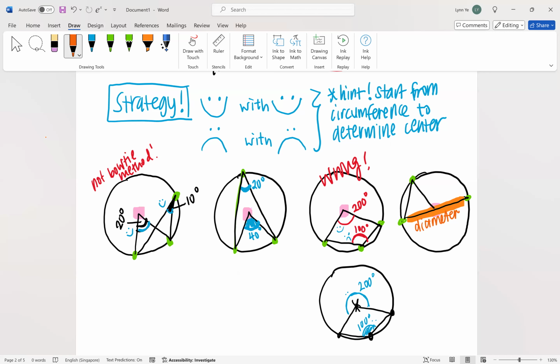Huh? Right angle in what? Cannot just be right angle. Right angle in semicircle. Can I use it for this case? So can I say that this is 90 degrees? Cannot. No, cannot. Why? Because it must be a right angle what? Triangle. Is there any triangle, right angle triangle? No. So you cannot use this. So this is wrong.